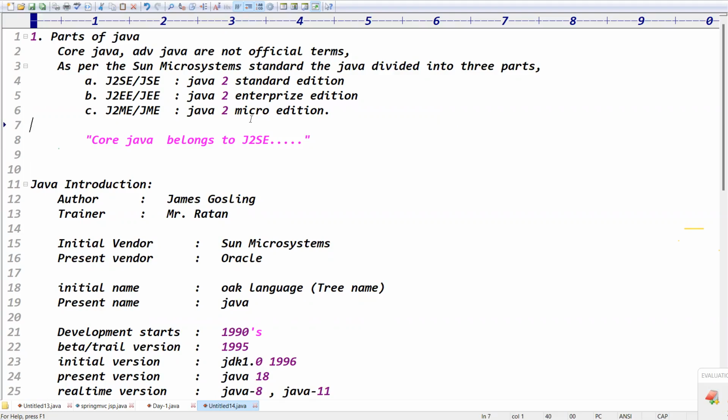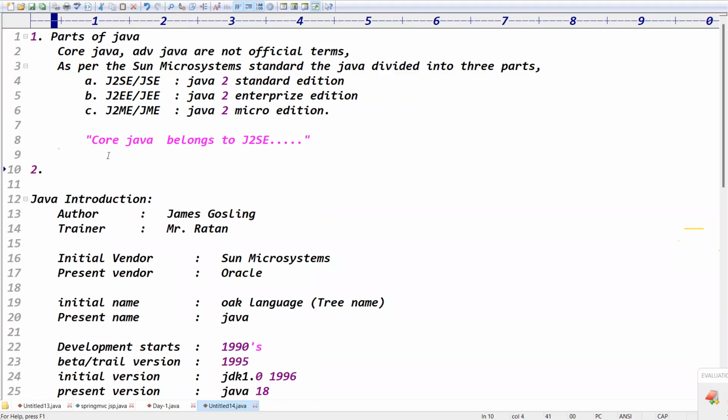That's Java 2 Micro Edition, right? To build mobile applications, microcontroller applications, right? Exactly. Because in real time, one more term is important: open source versus license version. This term is important because in my project, some of the tools we use are open source.